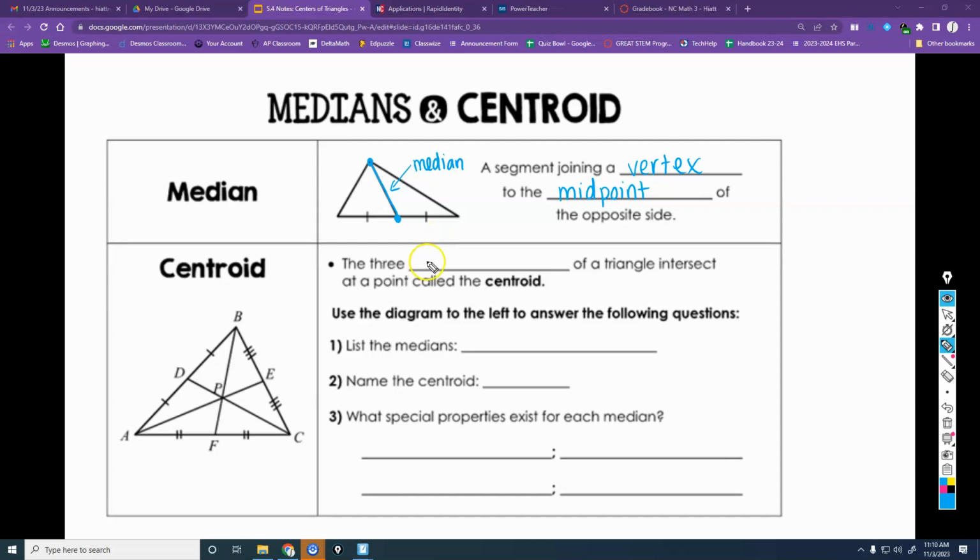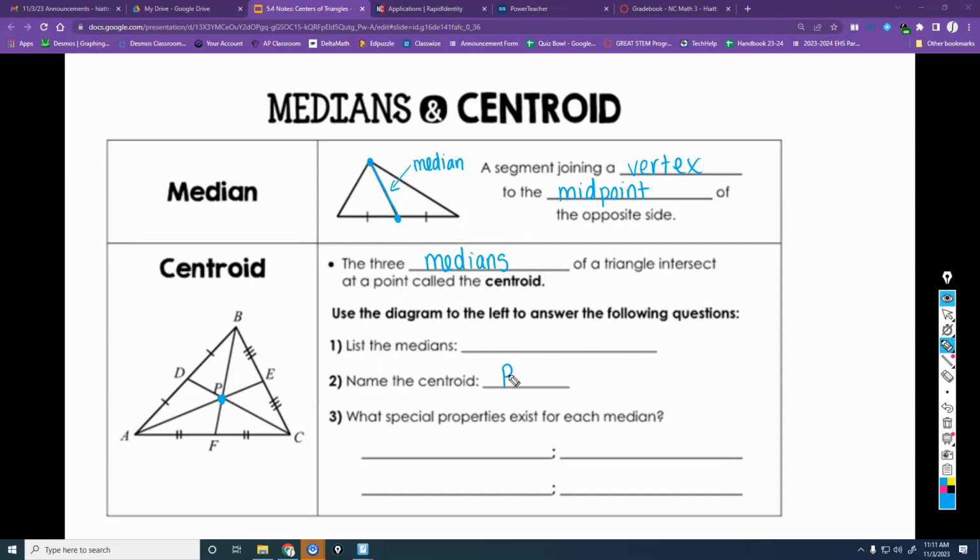And your 3 medians of a triangle intersect at a point called the centroid. So in this picture right here, that middle point P is your centroid. Centroids are a little bit interesting because it is the center of mass for the triangle. So if you were to take this triangle, cut it out, and try to balance it on the tip of a pencil, that centroid is the point where it would balance. If you put your pencil there, it would balance on that point, which is not the case for the circumcenter or the incenter. Those are not your centers of mass for that.